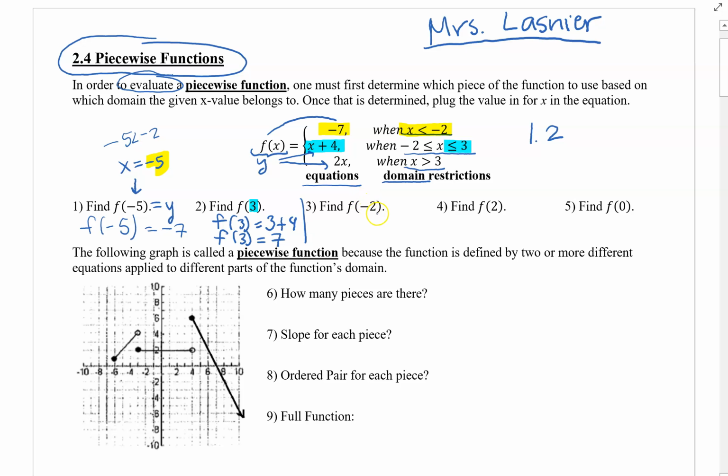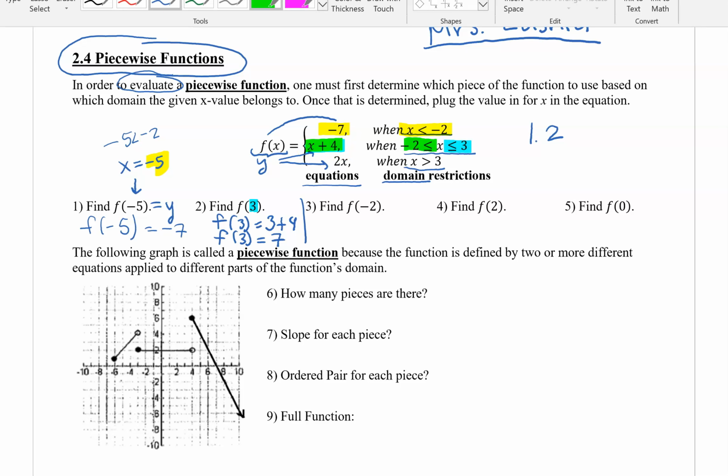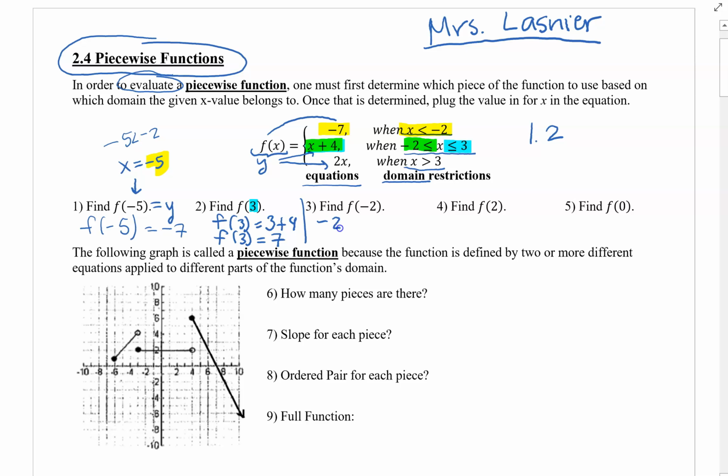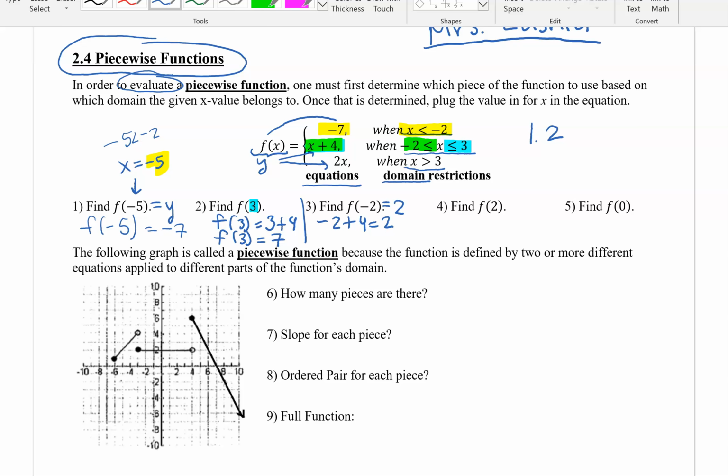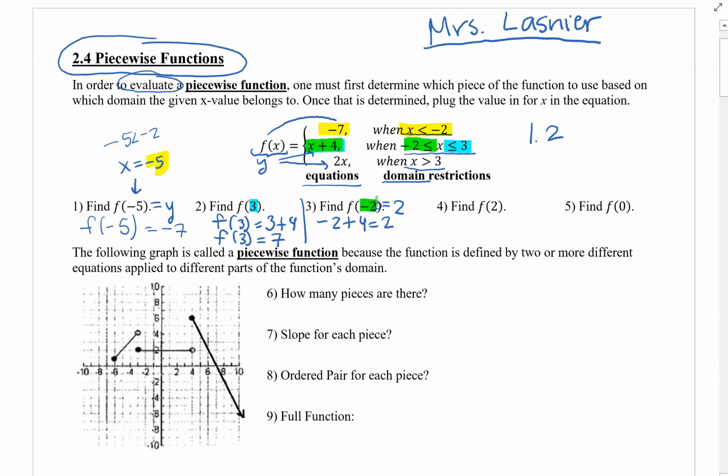Then for finding f of -2, that would correspond with this part here, right? x is equal to -2, so that again goes with that middle piece of x plus 4. So we would plug -2 in for x in that equation to get 2. So f of -2 would be 2. So for both numbers 2 and 3, we were using the middle piece because they both belonged within that inequality. Why don't you try 4 and 5?